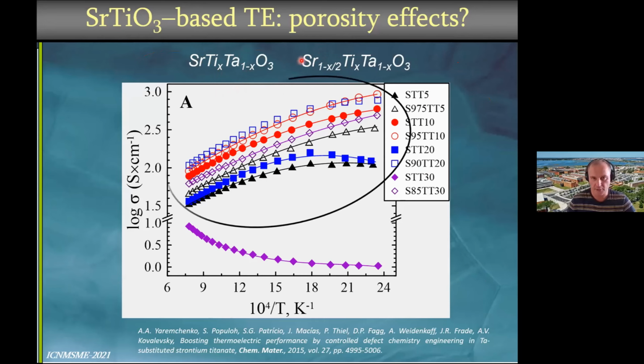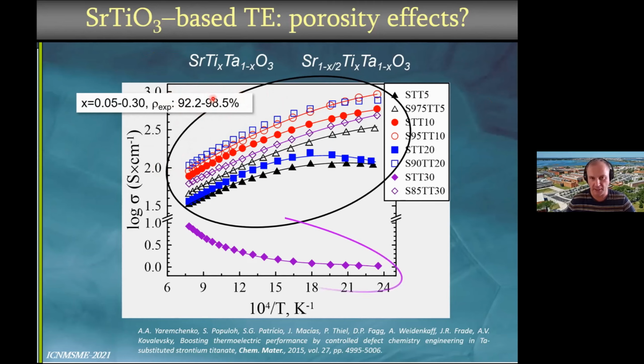For the major part of the samples, they demonstrate this so-called pseudometallic behavior, which is very good for thermoelectrics because it has quite high conductivity values. These materials have densities in this range. The only material which deviates from this behavior is the one which has slightly lower density. Of course, it also has a high substitution level, and this might be the reason. In particular, in this paper, we attributed this behavior to the formation of extended Ruddlesden-Popper type defects, which actually block the electronic transport.